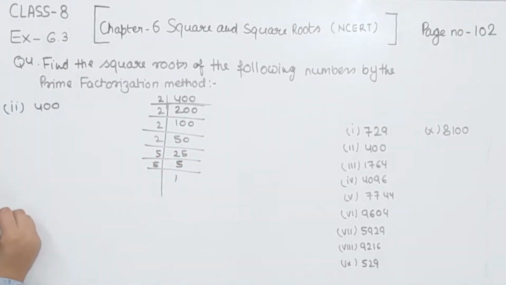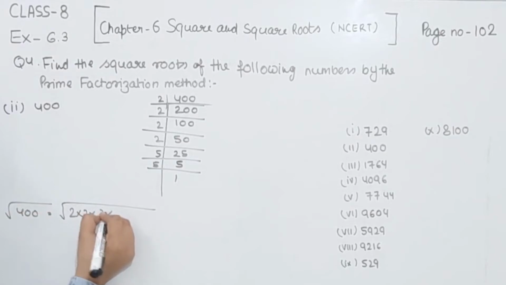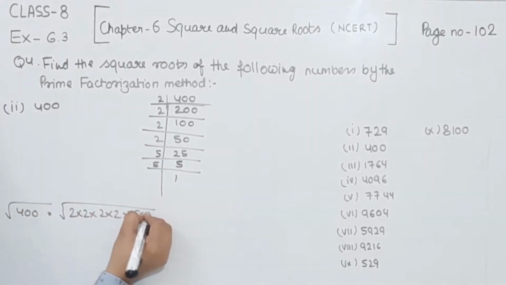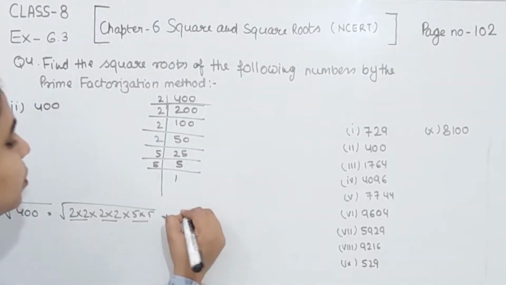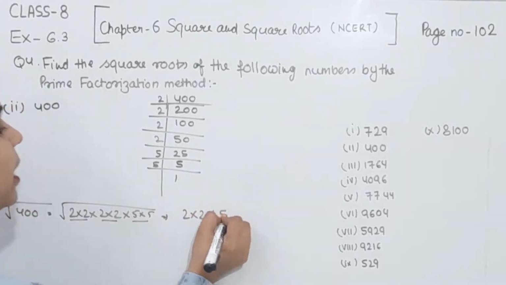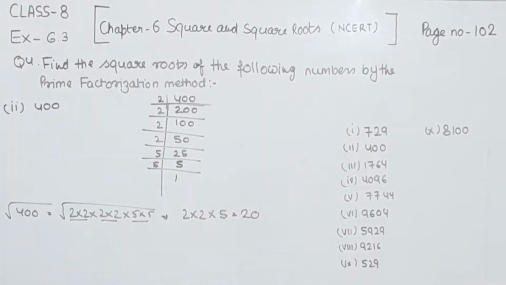So we write here root 400 is equal to the factors: 2 multiplied by 2 multiplied by 2 multiplied by 2 multiplied by 5 and 5. So we have 1, 2 and 3 pairs. So 2 multiplied by 2 multiplied by 5. Now 2 2s are 4, 4 5s are 20. That means root 400 is equal to 20. This is part 2.